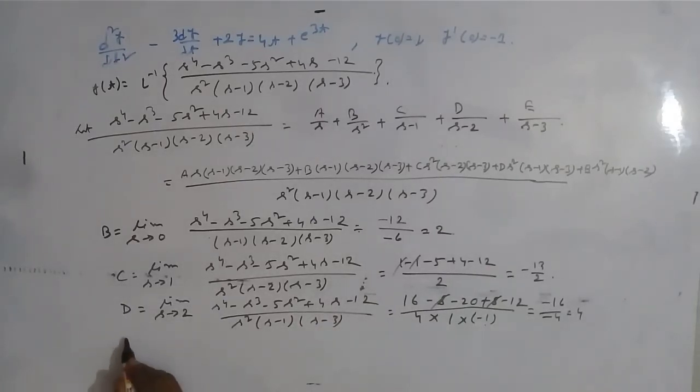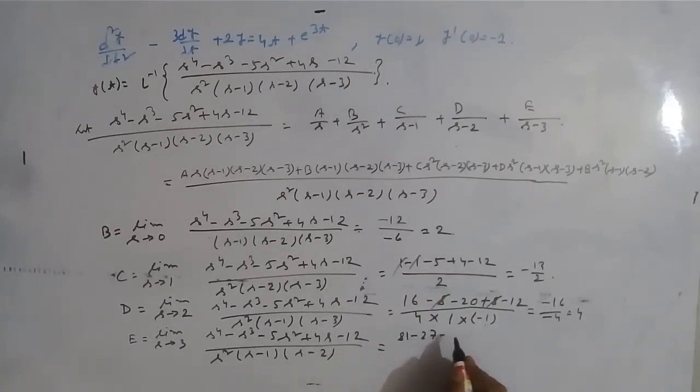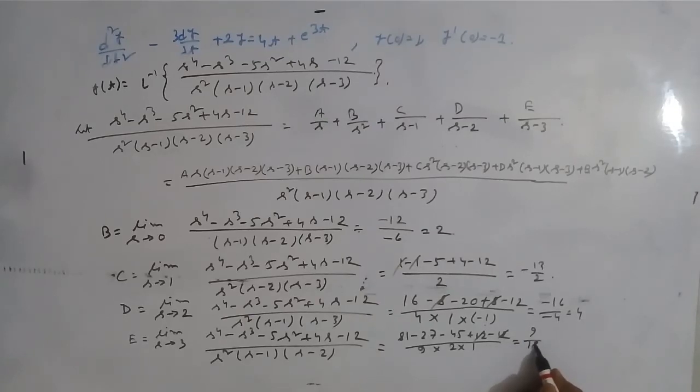Now e equal to limit s tends to 3, s to the power 4 minus s cube minus 5s square plus 4s minus 12 by s square minus s minus 1 into s minus 2. So this will be equal to 81 minus 27 minus 45 plus 12 minus 12 by 9 into 2 into 1. So this will be equal to 12 is being cancelled out, so 5 plus 7 12, 4 plus 2 6 7, so 62 72. So 81 minus 72 will be 9 by 18, that is half.